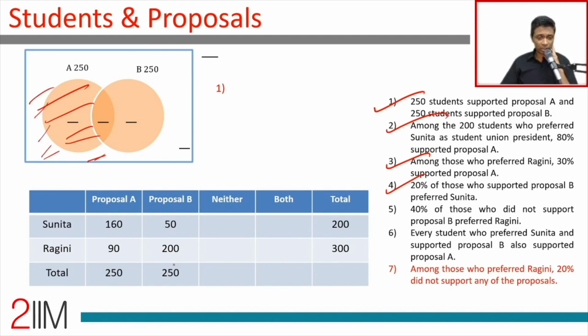40% of those preferred Ragini. So that's going to be tricky. So not B, that will be A only and neither. It will be tricky because we don't know those data points.